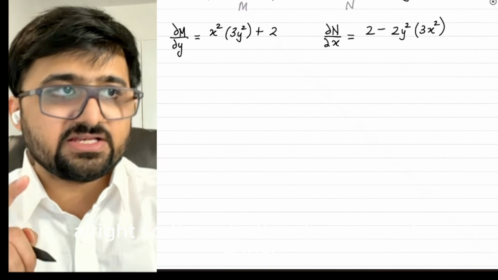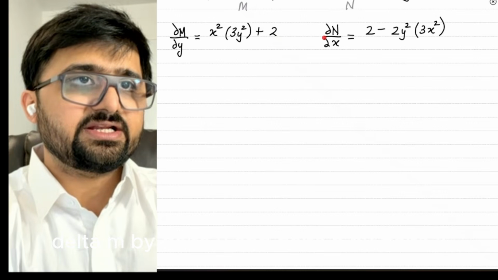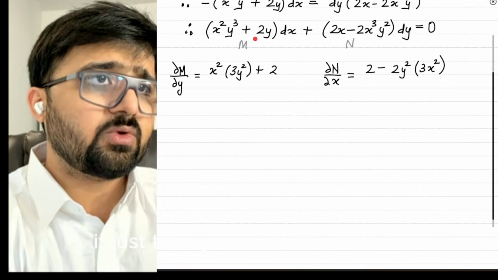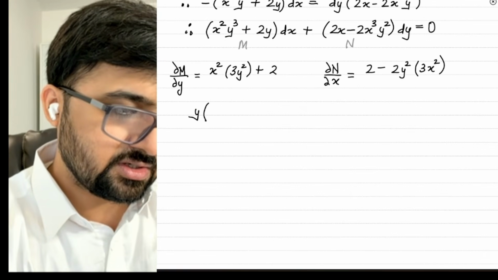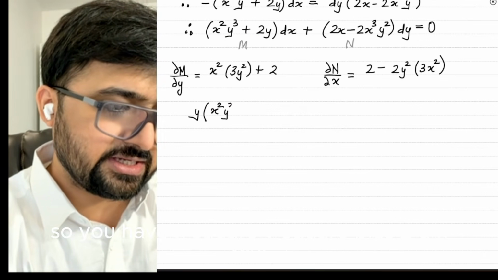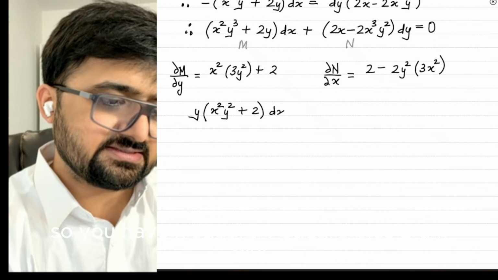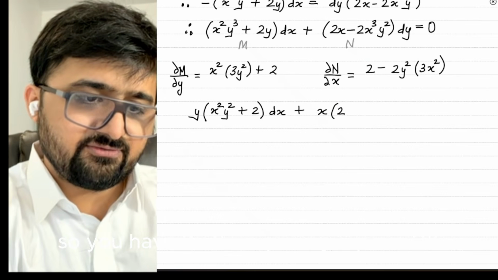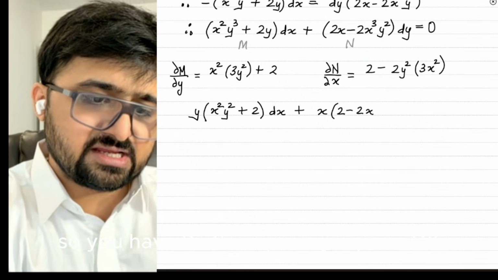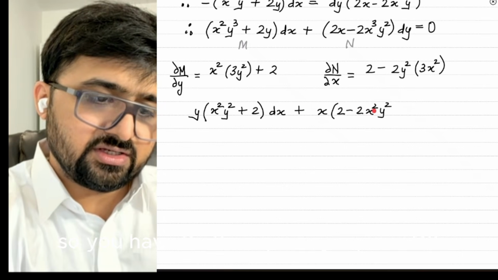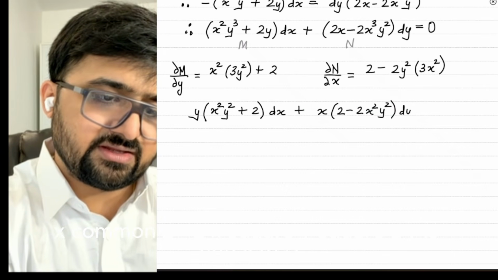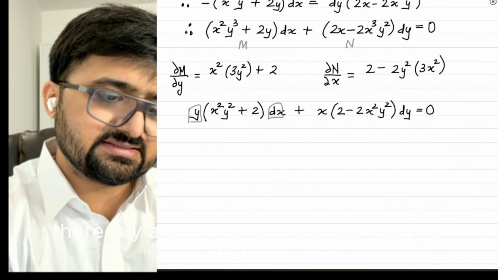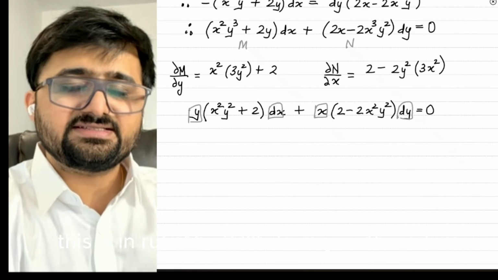All right, so these two values, ∂M/∂y and ∂N/∂x, are not equal. So obviously it's not exact. But if you notice a pattern here, just take y common from here. So you have (x²y² + 2) y dx plus, take x common from here, x(2 − 2x²y²) dy is equal to 0. If you notice something here, there is y along with dx, there is x along with dy. This is in rule number 3.